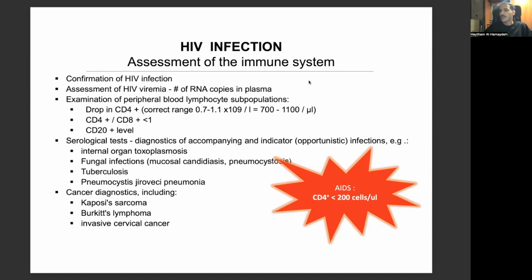Maybe we can check for diseases that can happen, the opportunistic diseases that can happen in the presence of HIV. In this case, it can be toxoplasmosis of organs, it can be tuberculosis, it can be antifungal infections, it can be Pneumocystis jirovecii pneumonia. Those four are very characteristic of the presence of HIV because they are opportunistic to its presence. And the third thing that we have to check is the possibility of cancers, and these cancers are very specific to HIV, such as Kaposi, Burkitt, and cervical.